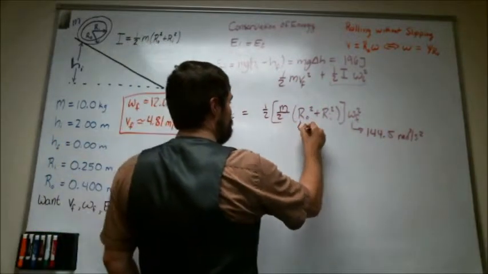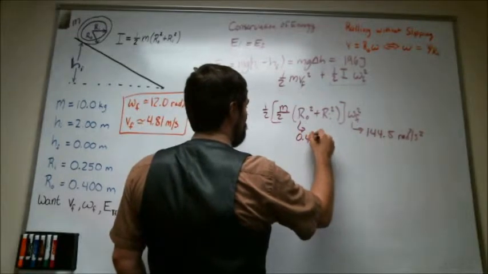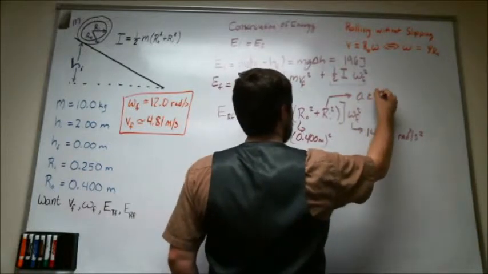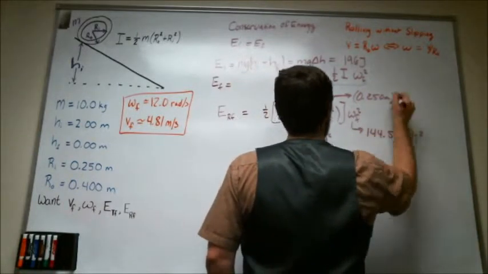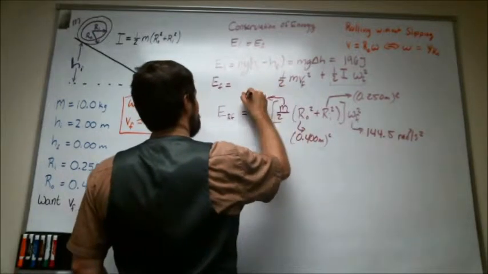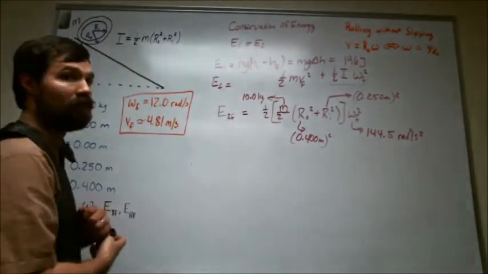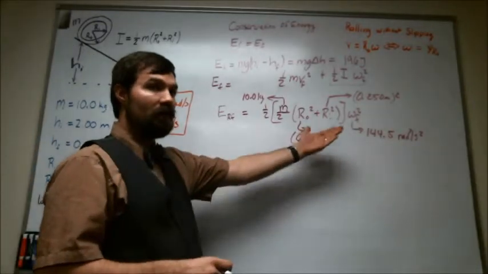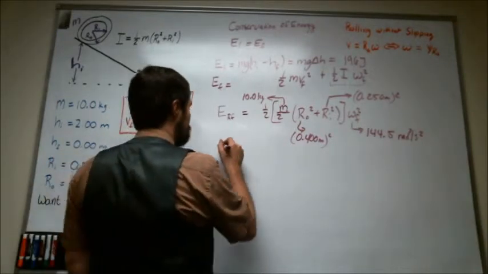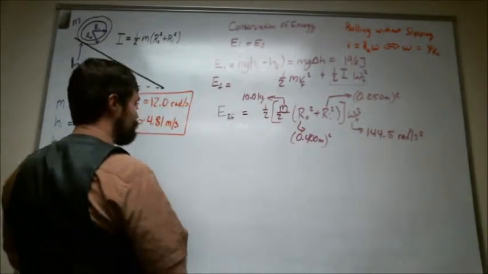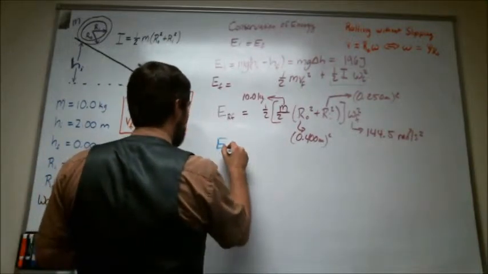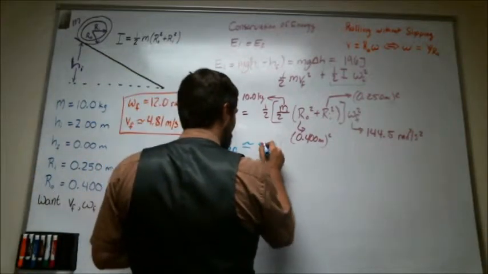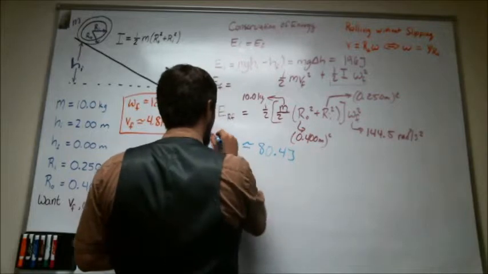And so this guy right here is 0.4 meters. This guy right here is 0.25 meters squared. This guy right here is 10 kilograms. I'm just pulling those from my list off to the side. So plug in all those numbers, and what you end up getting is that the final rotational kinetic energy is 80.4 joules.